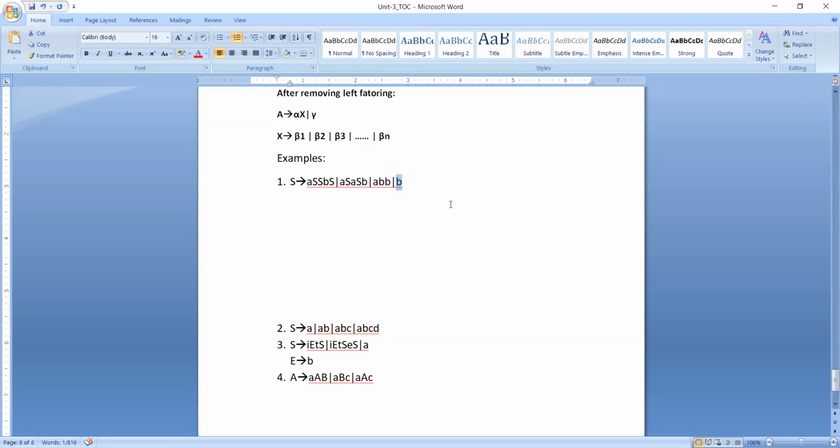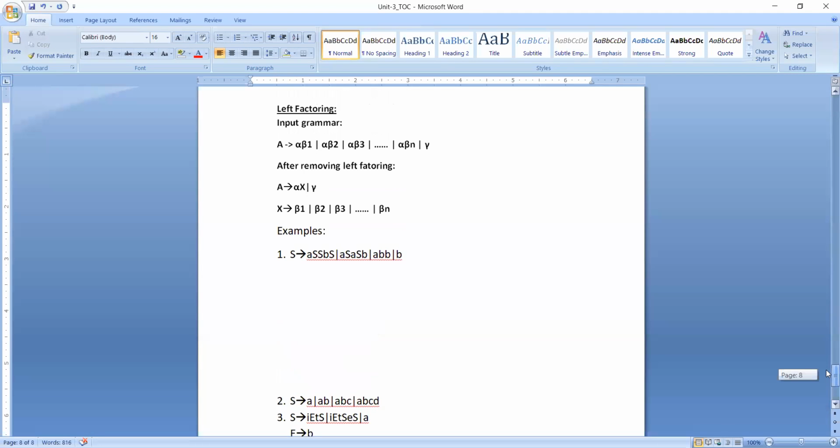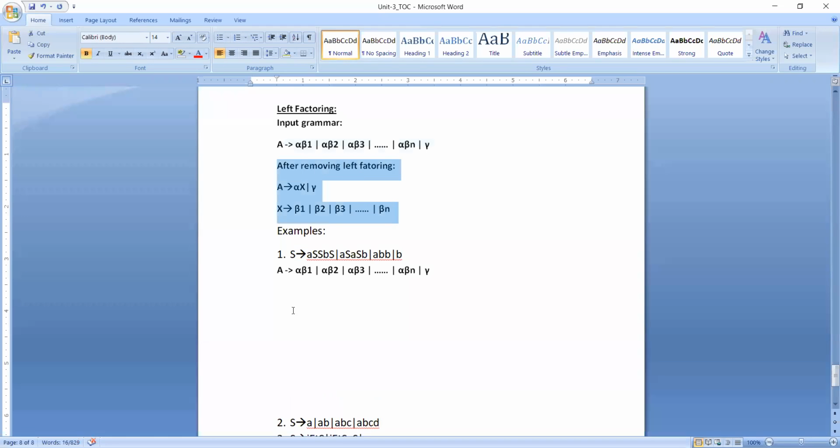This B is gamma. Now, let us write the same over here. I am going to take the same grammar, which is like this. Consider this: we have a production like this, and this is our solution after removing left factoring.